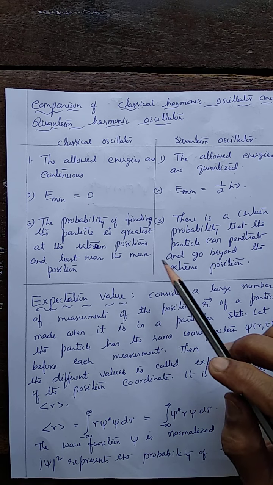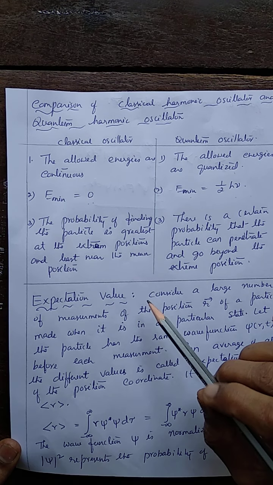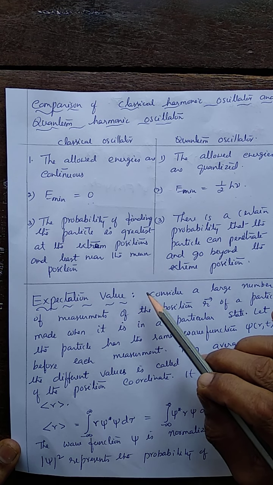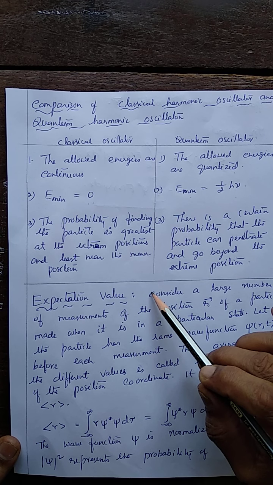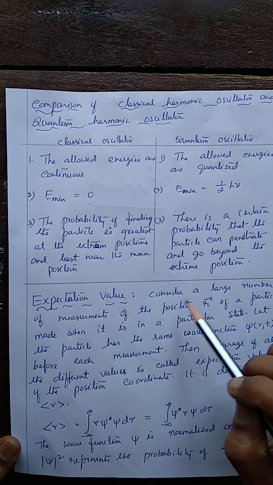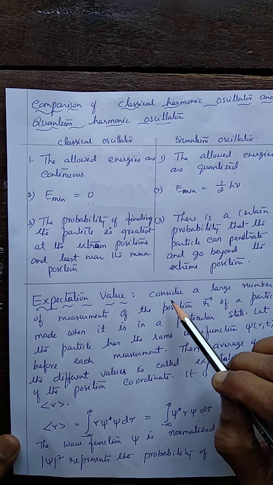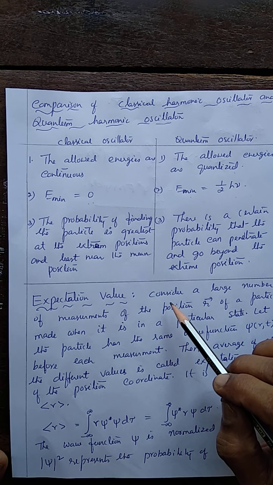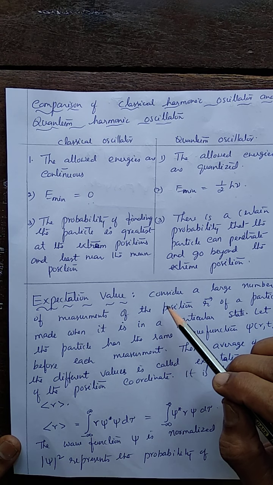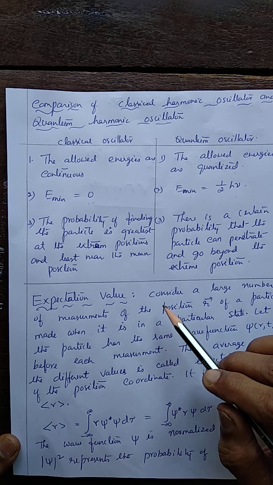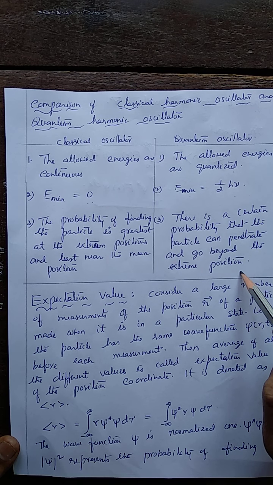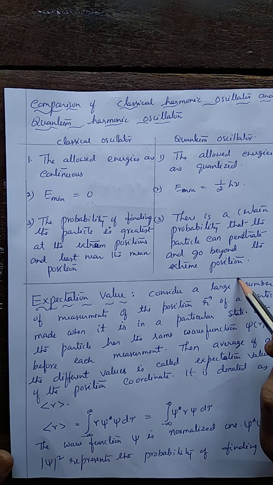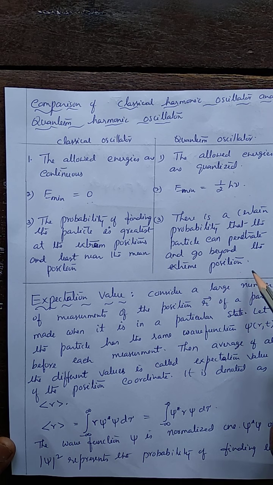One more difference is, in the case of a classical oscillator, say a simple pendulum, the probability of finding the particle is greatest at the extreme position. When it moves to the extreme position, displacement is maximum. So the probability of finding the particle is greatest at the extreme positions, and it is least near the mean position. Whereas in the case of a quantum oscillator, there is a probability of finding the particle beyond this extreme position also.